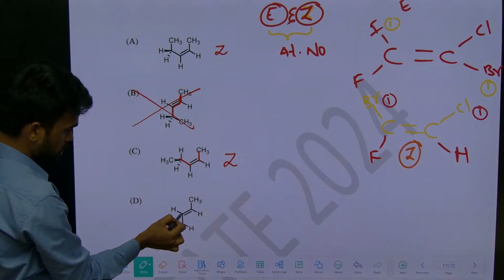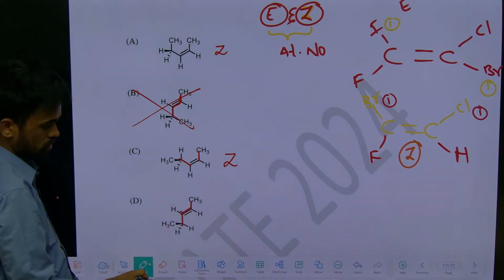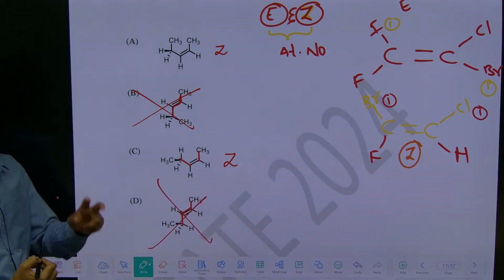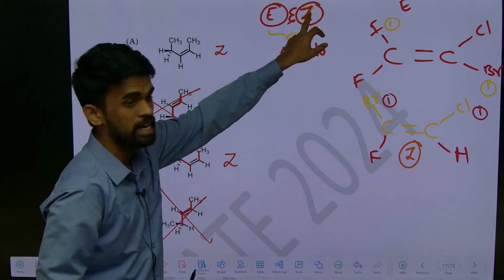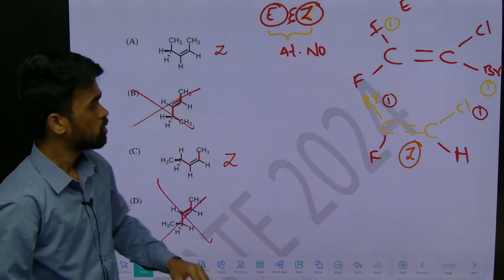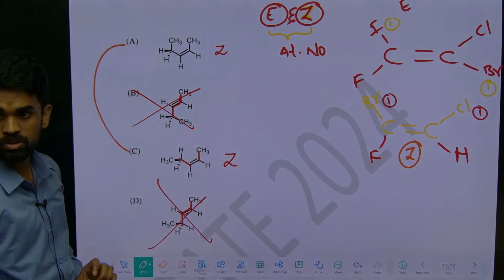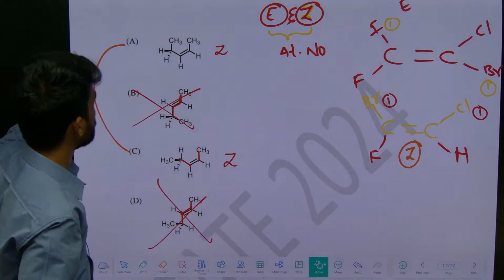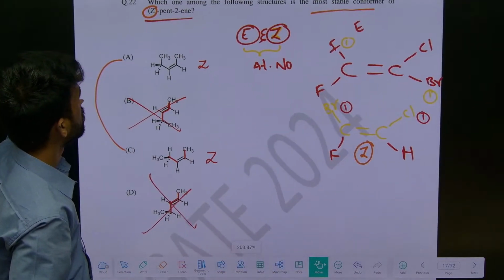This one you check? So no need of bothering about this because they mentioned clearly in the question Z isomer most stable. So it means out of A and C we need to give the answer. So how can you mention this, tell me? Yeah.